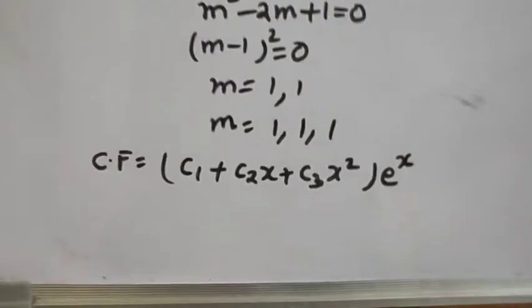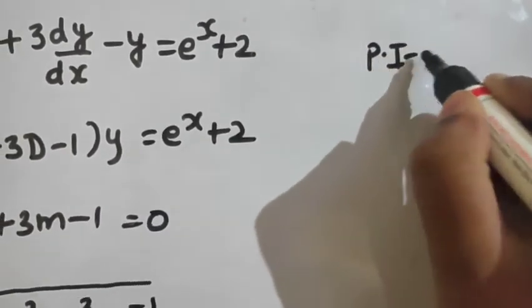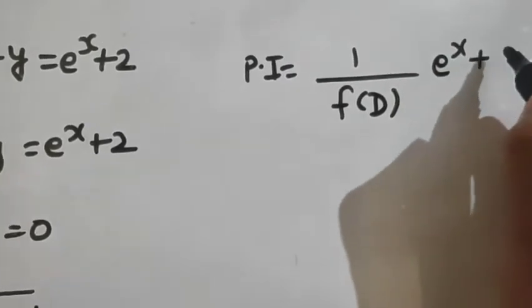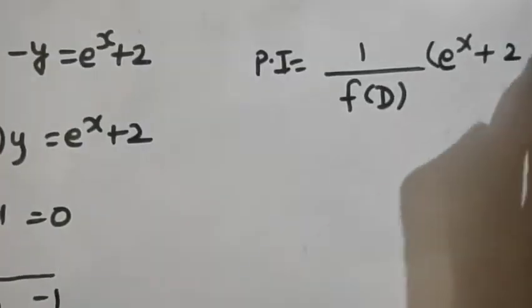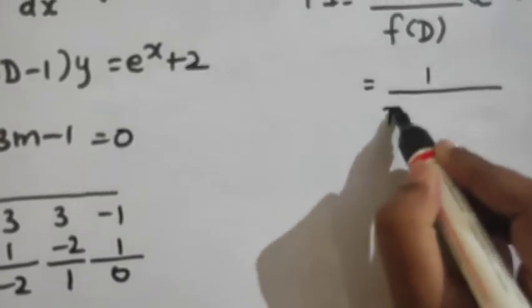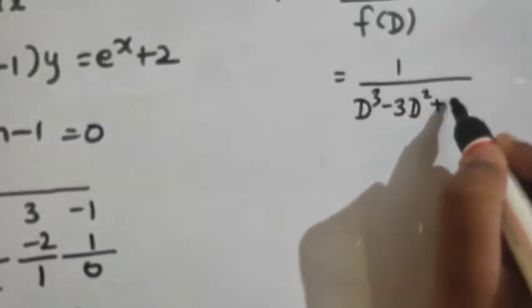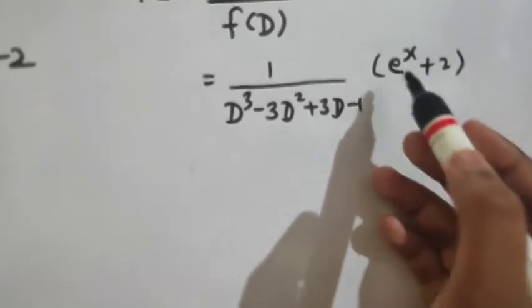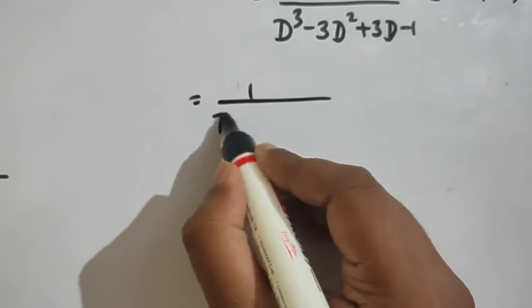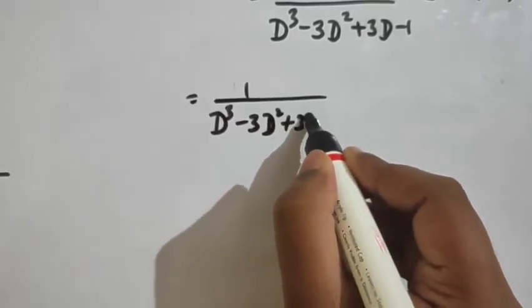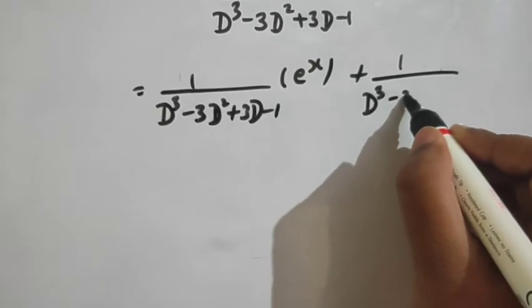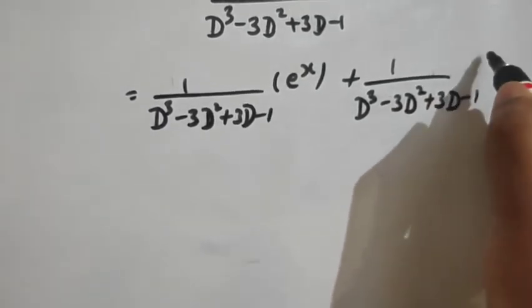Now for the particular integral, 1 upon f of D into whatever is in the RHS, e power x plus 2. Okay. Now what is f of D? It is this. So I will write that as 1 upon D cube minus 3D square plus 3D minus 1 times e power x plus 2. Now I will separate this, so I will write 1 upon D cube minus 3D square plus 3D minus 1 e power x, plus 1 upon D cube minus 3D square plus 3D minus 1 times 2.